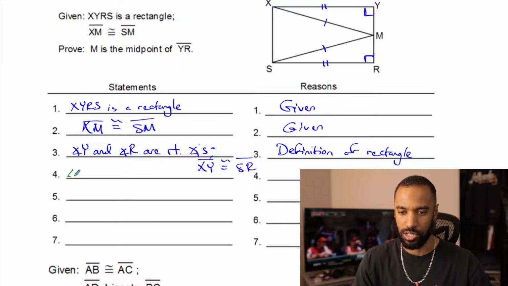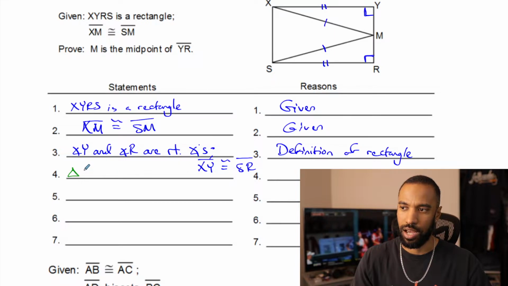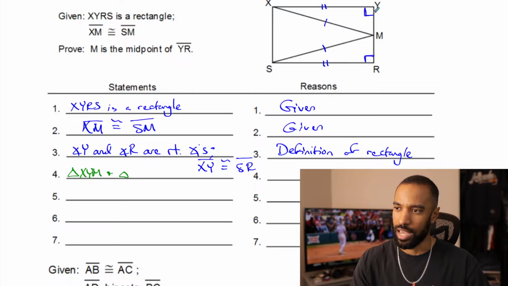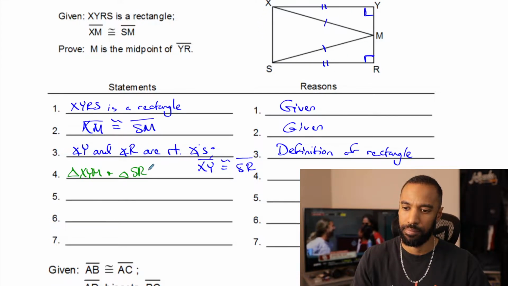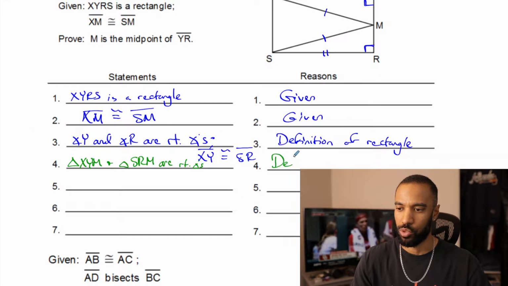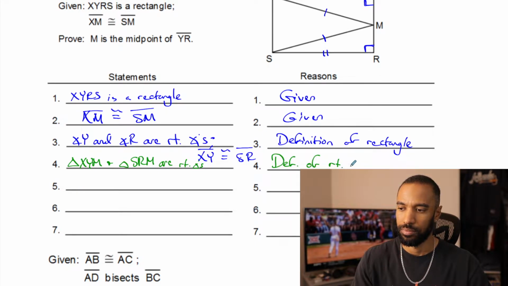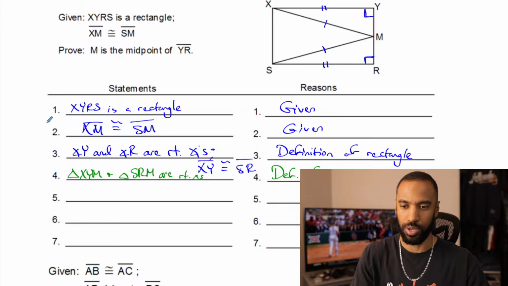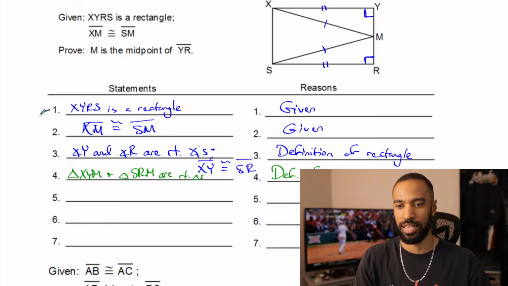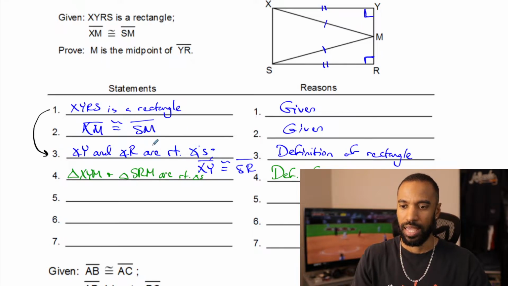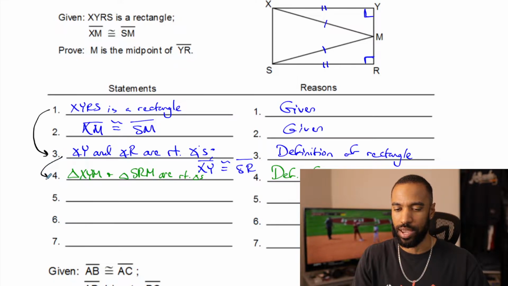Just to change the color coding here. Triangle XYM and triangle SRM are right triangles because of the definition of a right triangle, it's a triangle that needs a right angle. Each of these have right angles here based on the previous statement. Now, something I like to do is draw arrows leading into other statements. This statement here led to these 2 statements here. Remember, it is technically 2 statements here. And then this right angle statement led me to the right triangle statement here.